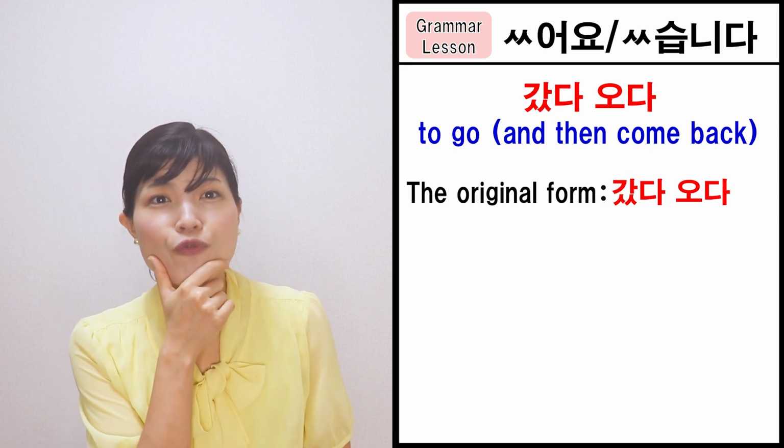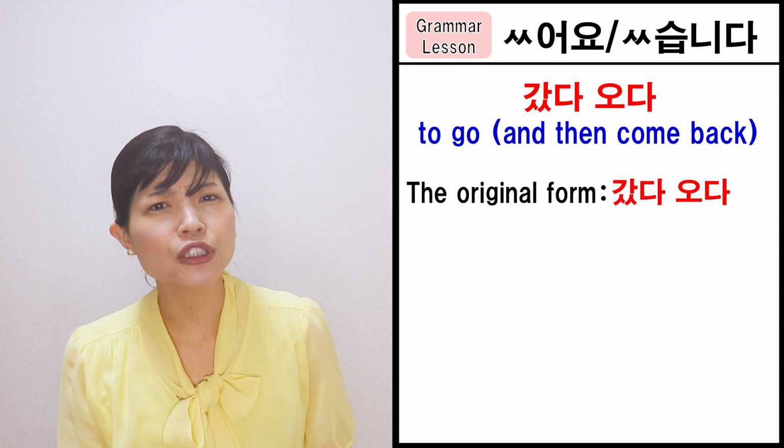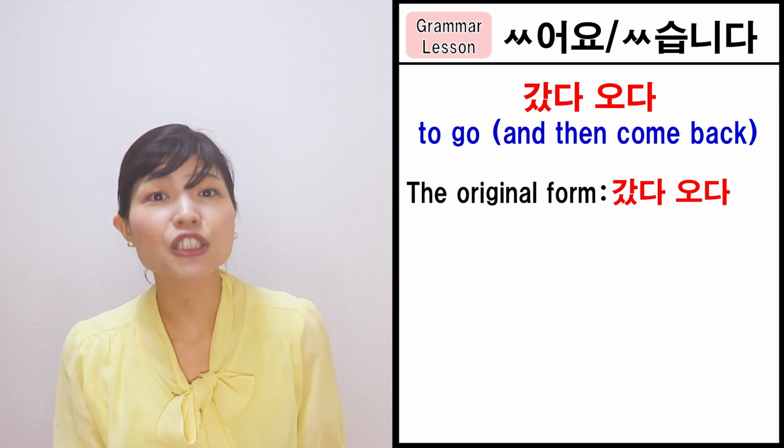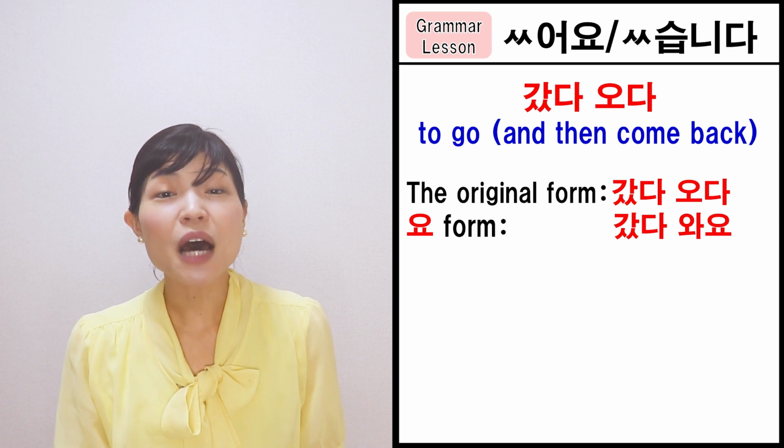Next, let's take a look at the phrase 갔다 오다, which means to go and then come back. What would be the 요 form of 갔다 오다? You might be thinking that you never learned, but it has the same pattern as 오다, to come. So it is 갔다 와요.